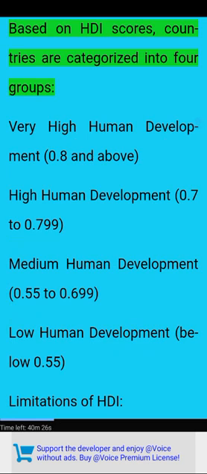Categories of HDI. Based on HDI scores, countries are categorized into 4 groups. Very high human development, 0.8 and above. High human development, 0.7 to 0.799. Medium human development, 0.55 to 0.699. Low human development, below 0.55.